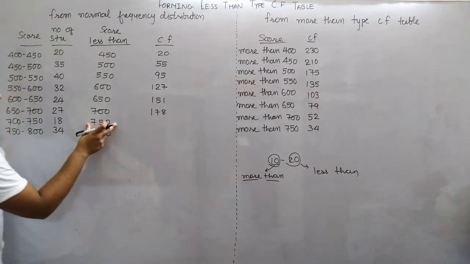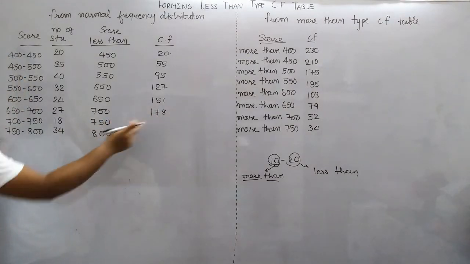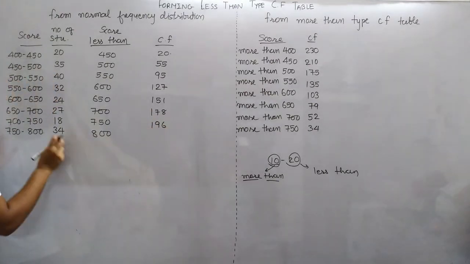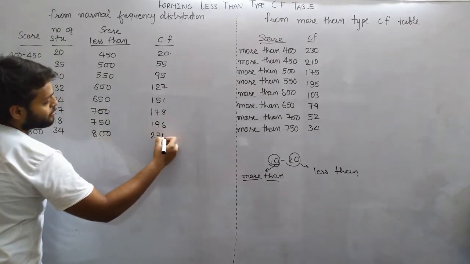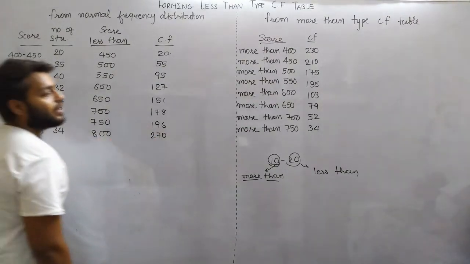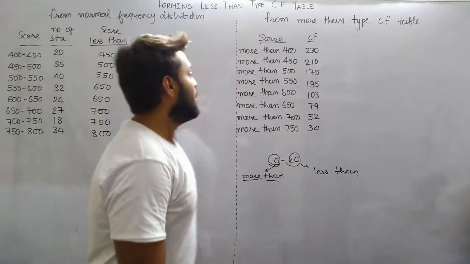Now 750, so I should add 178 plus 18, that is 196. 196 plus 34, that is 270. So I hope you can understand this. This is really easy, but let us move on to the second example.